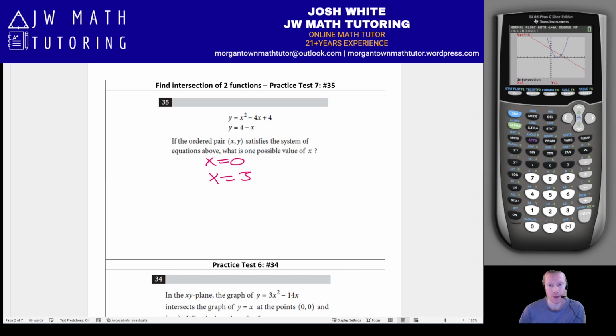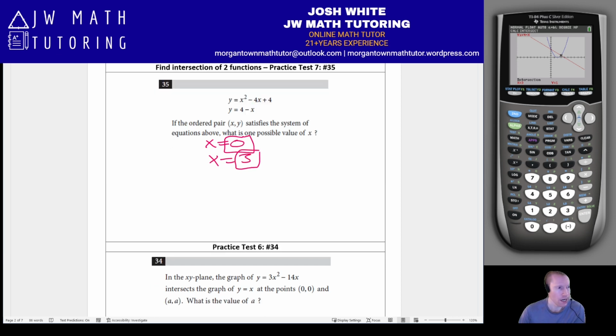So there are two possible answers for this problem. 0 is one of them, and positive 3 is the other. Again, the entire problem done on the calculator, in really not that much time.